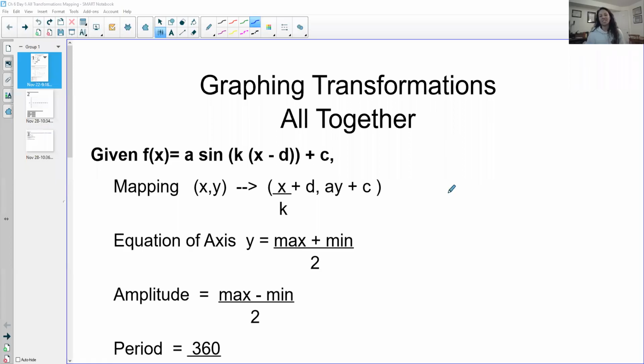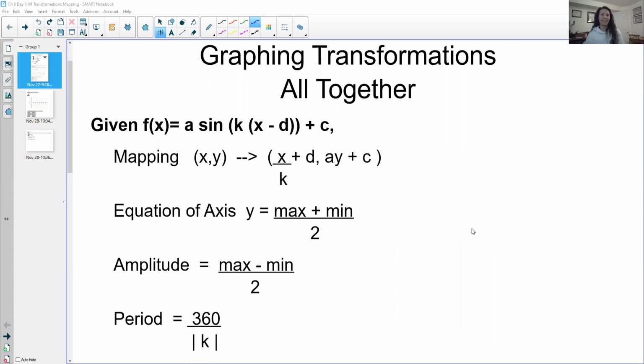Hey guys, welcome to section 6.5. Today we are looking at putting all of the transformations together with our trig functions. A few formulas and things to refresh our memory before we get started.